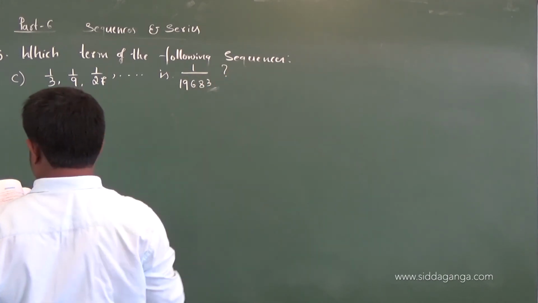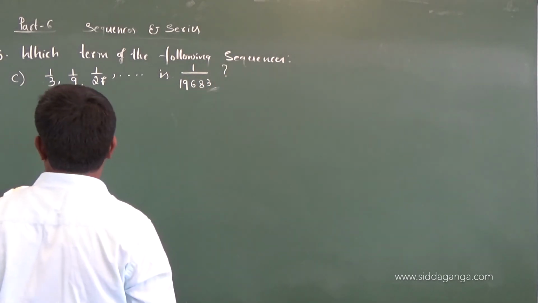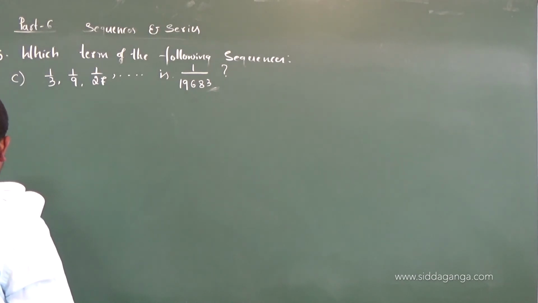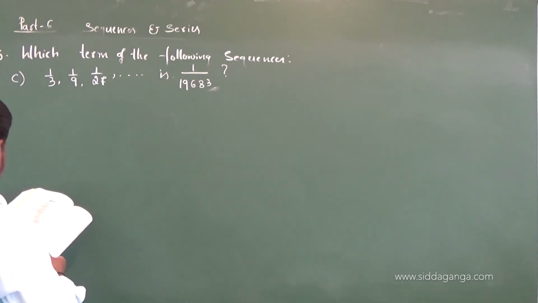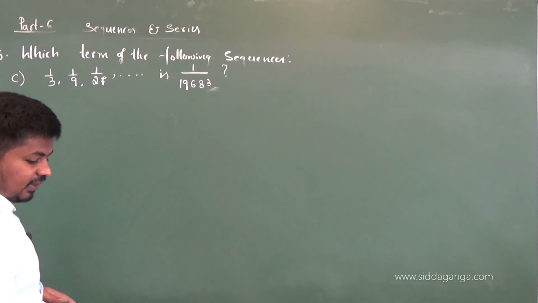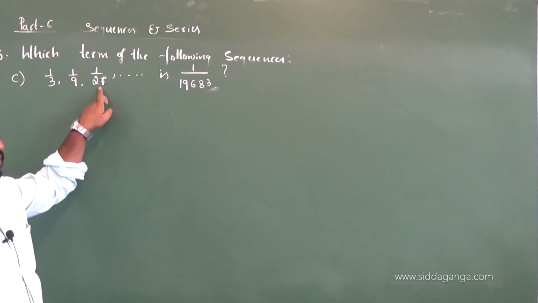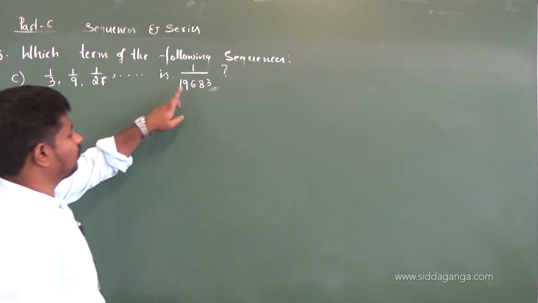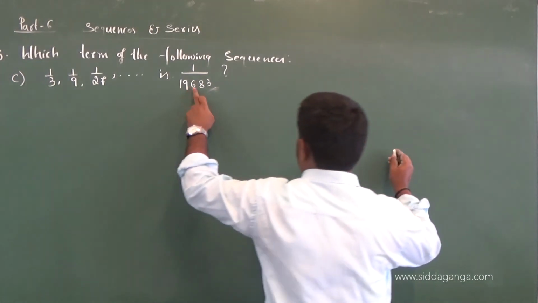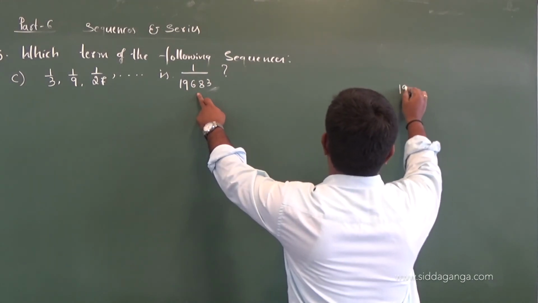Which term of the sequence 1 by 3, 1 by 9, 1 by 27 and so on is 1 by 19,683. Students, you observe here, first term is what? 1 by 3 power of 1. Second term is what? 1 by 3 square. Third term is what? 1 by 3 power of 3 and so on. So this is what? Some multiple of 3. So let me find the number of factors of 3.